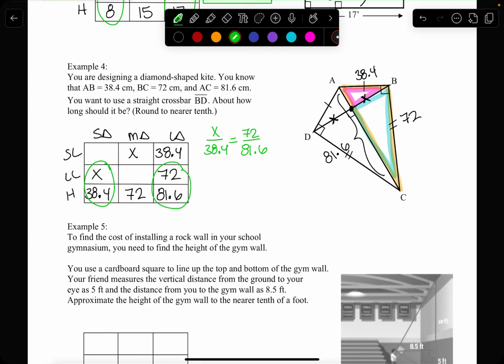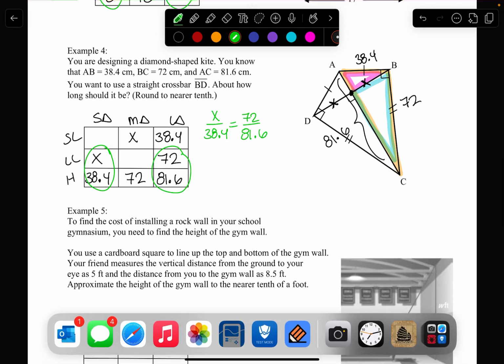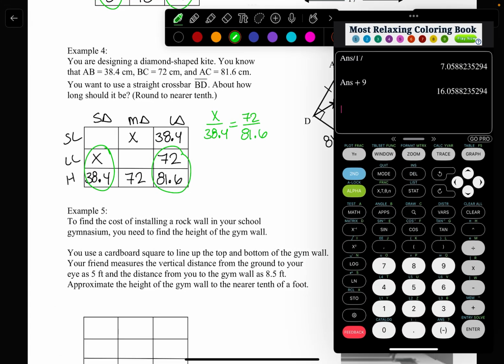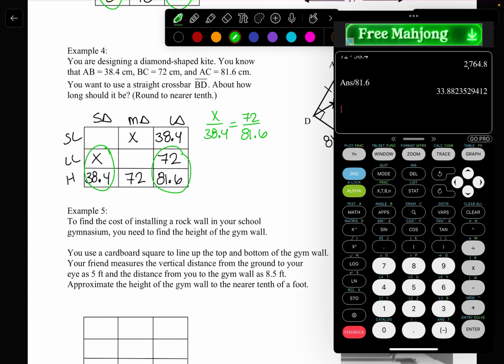Let me grab my calculator. All right. 72 times 38.4, divided by 81.6. And that's going to equal this really long decimal.